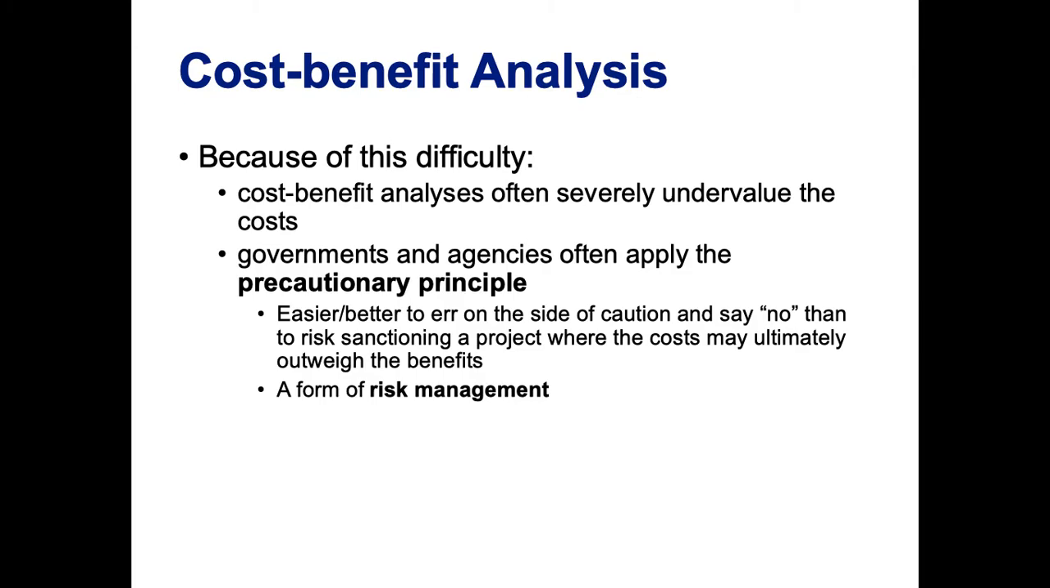And governments and agencies will often apply the precautionary principle, which is something we use in lots of disciplines. But the idea is that it's easier or better to err on the side of caution rather than have costs that may outweigh the benefits. And it's a form of risk management. It's basically being careful. When you put on your seatbelt when you drive in your car, when you put on your helmet when you ride your bike, that's kind of applying the precautionary principle. Most of the time, you're not going to get in a wreck in your car and you're not going to wreck your bike. But it's better to be safe because if those things did happen, you'd be much better off if you wore your helmet and your seatbelt than if you didn't.